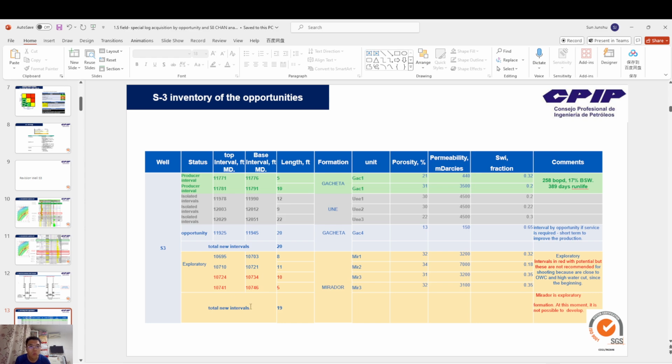So total it was 19 feet. The interval in red with potential, but there are some recommended for shooting and not recommended for shooting because they are close to oil-water contact and high water cut since the beginning. Mirador is exploratory formation. At this moment, it is not possible to develop.